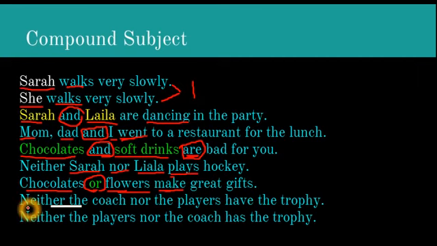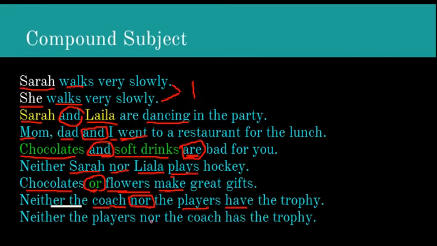When a singular subject and a plural subject are joined by or or nor, the verb must agree with the subject closer to it. For example, neither the coach nor the players have the trophy. In this sentence, coach is a singular subject, but players is a plural subject, and we are connecting them with the word nor. So we are using have because players is a plural subject. Therefore, we are using the verb have, it's plural.